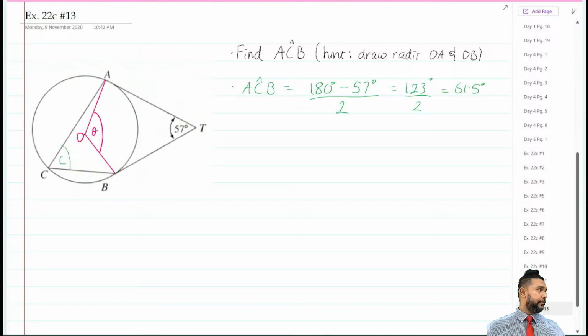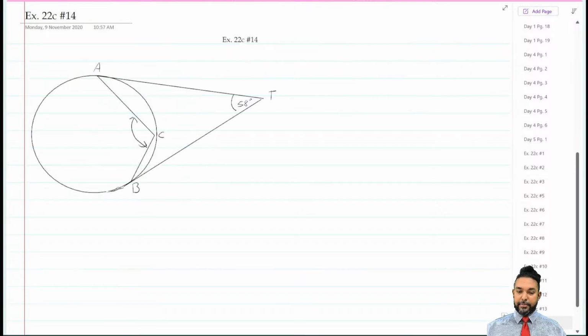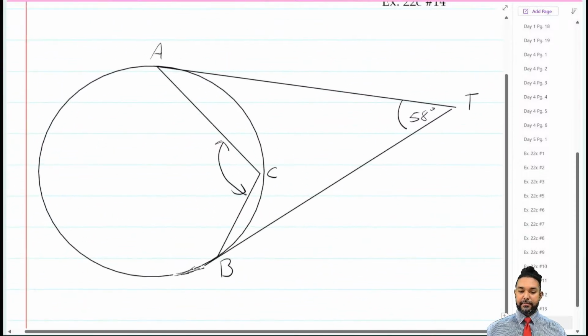Mish, have a number 14 to give out when you get a chance. So number 14, we've got to find angle C.